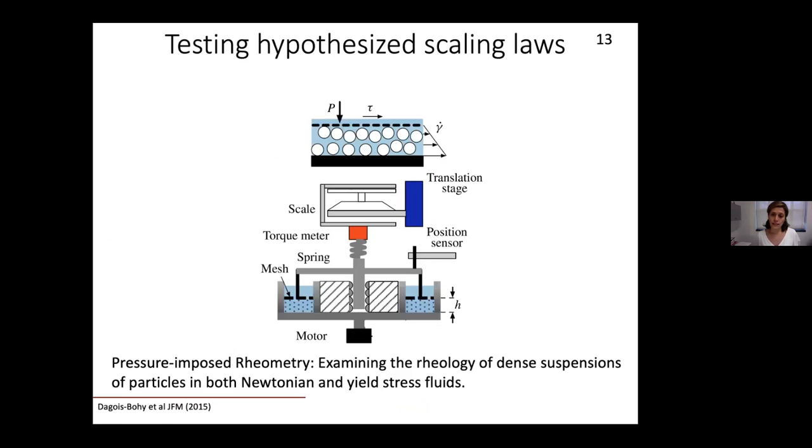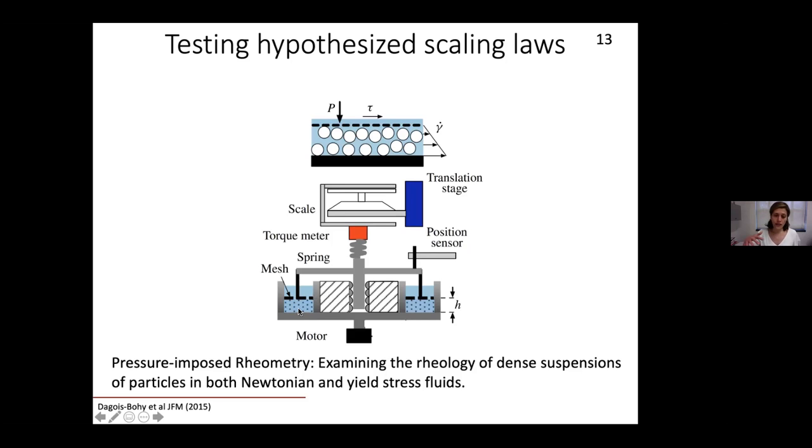To test these assumptions, we want to load our suspension in a homemade setup that we call pressure imposed rheometry. And what is this setup about? We have an annulus that we load some suspension into, and on top we have a plate that is perforated, and we push on the suspension.